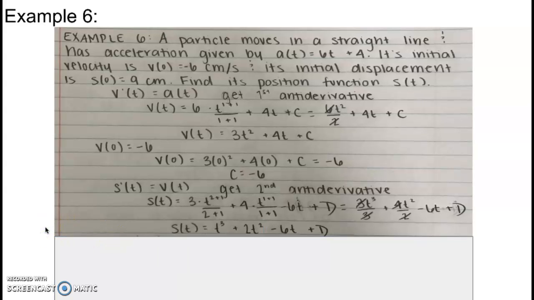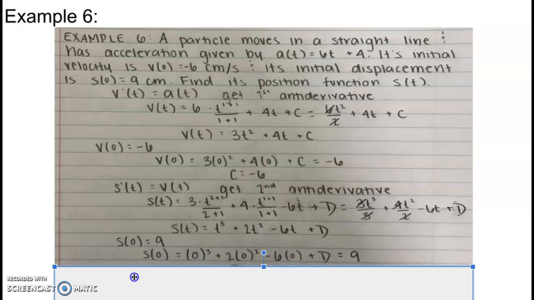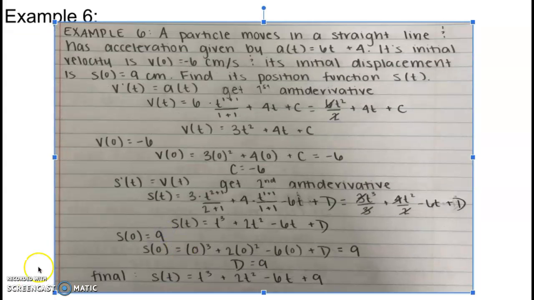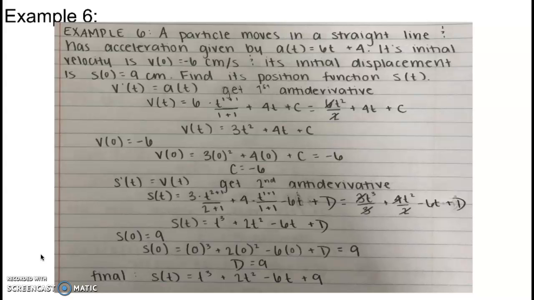I'll give a second to catch up. So we also know that s of 0 equals 9. So we're going to plug in again and get 0 cubed plus 2 times 0 squared minus 6 times 0 plus our constant d equals 9, which gives us d equals 9. Now, to get our final, all we have to do is plug everything in, and we get s of t equals t cubed plus 2t squared minus 6t plus 9.